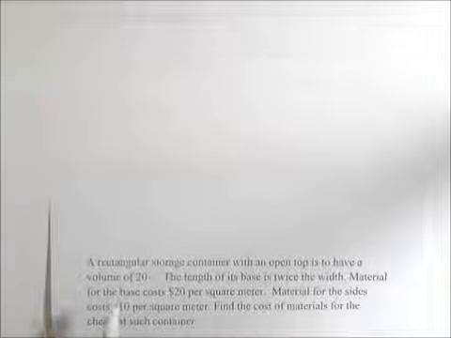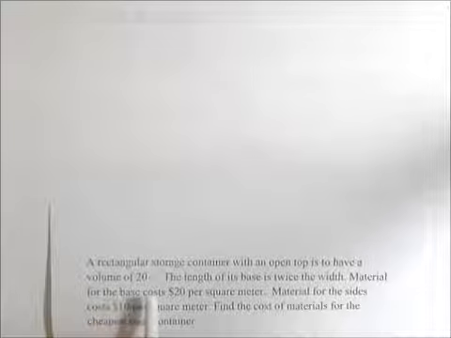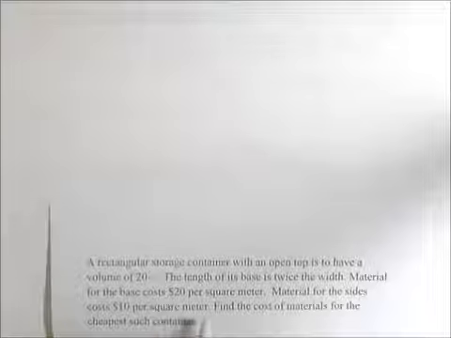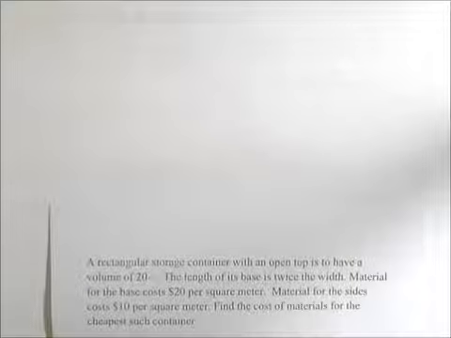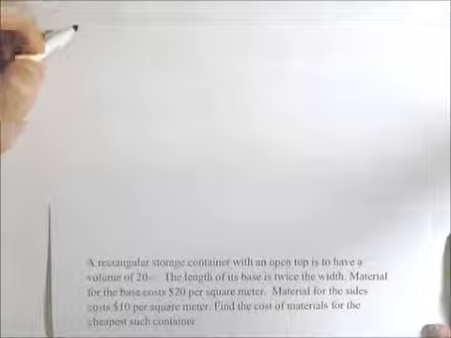So, we have an optimization problem here. We have a rectangular storage container with an open top that is to have a volume of 20 meters cubed. The length of its base is twice the width. The material for the base costs $20 per square meter. Material for the sides costs $10 per square meter. We want to find the cheapest such container.